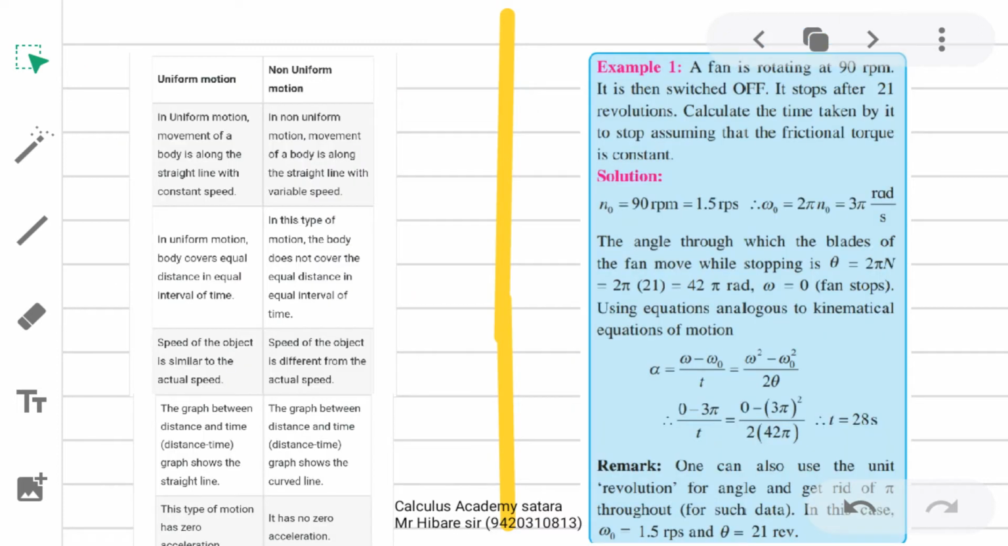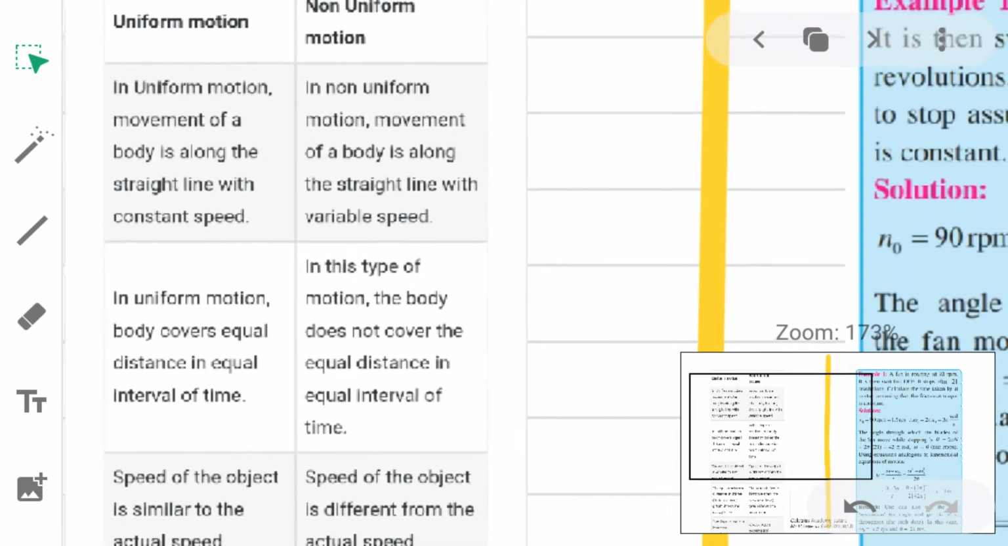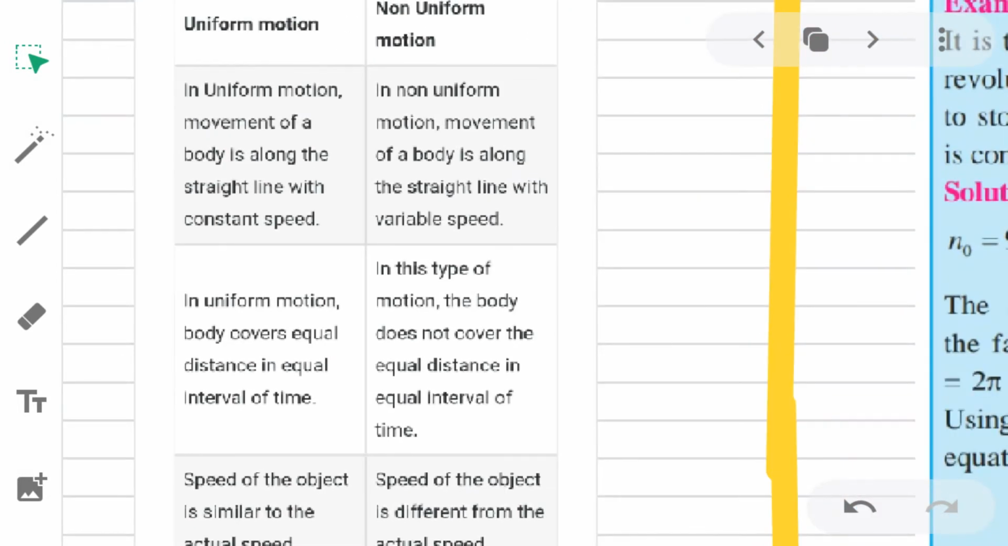Now the part comes: uniform motion and non-uniform motion, and the difference between them. In uniform motion, the body moves along a straight line with constant speed. In non-uniform motion, the body moves along a straight line with variable speed. In uniform motion, the body covers equal distances in equal intervals of time. It means if it covers 5 km in the first 1 hour, then in the second 1 hour it again covers 5 km only. That is known as uniform speed.